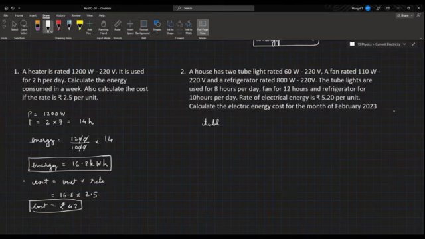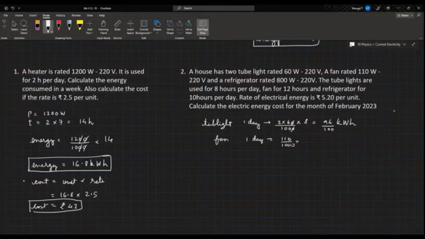For a tube light, for one day, what will be the consumption? 2 into 60 upon 1000. And multiplied by how many hours it is used? 8 hours. So therefore, this will be 96 upon 100 kilowatt hours. Then for the fan, for one day, it is 110 upon 1000 into 12. So this will be equal to 132 upon 100 kilowatt hour.